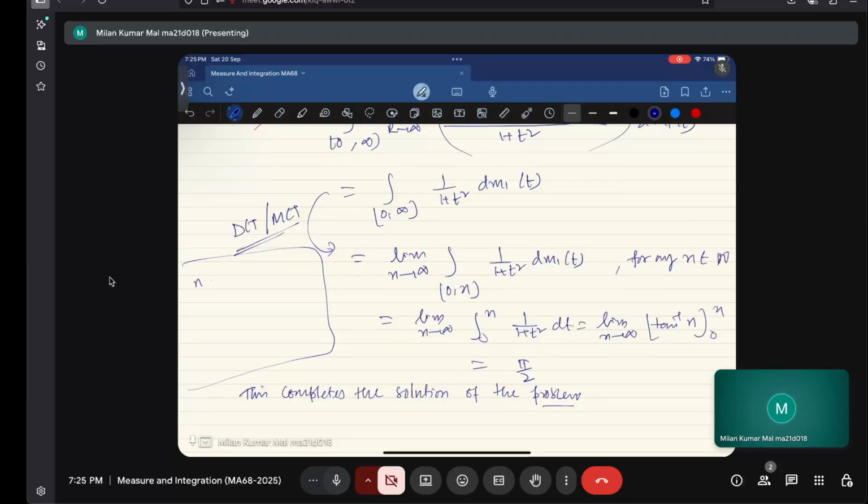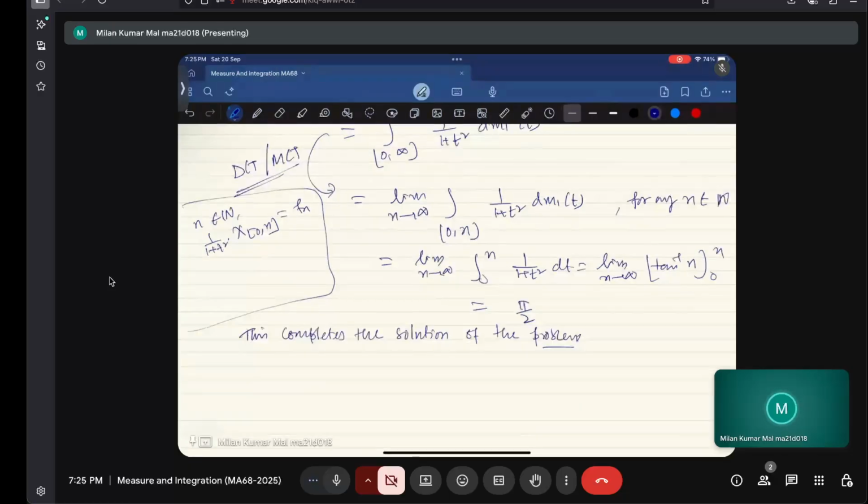For each n belonging to the natural numbers, consider the function (1 plus t square) times the characteristic function on 0 to n. Okay, this is fn. It is clear that these fn are positive functions on the interval, greater than or equal to 0. And this fn converges to 1 by (1 plus t square), which is f. So the integration over f dm1 equals the limit as n tends to infinity of the integration over fn dm1.